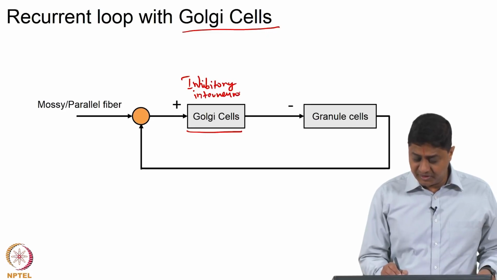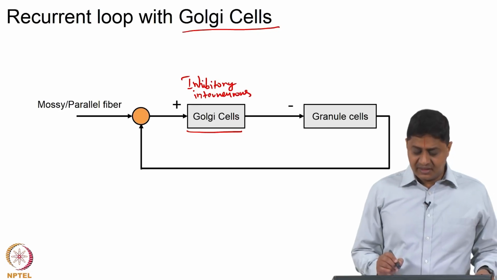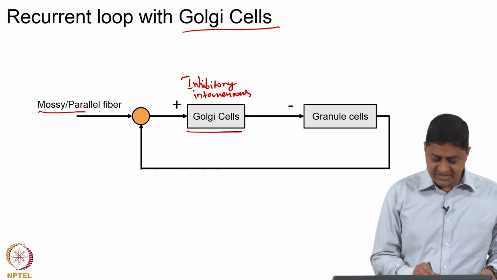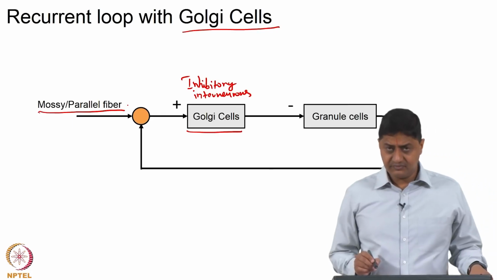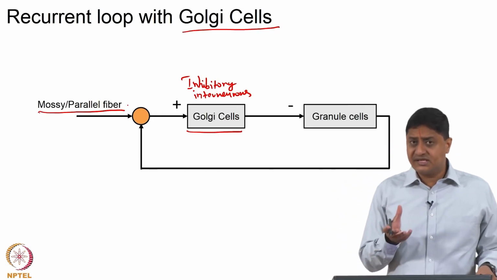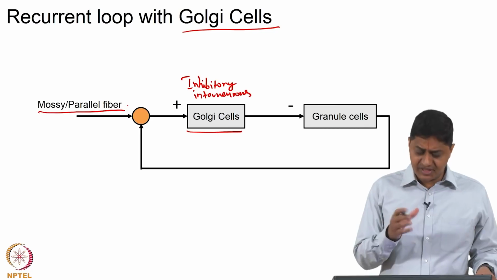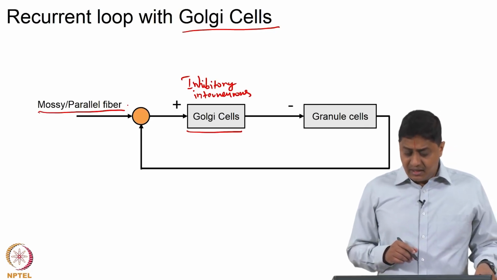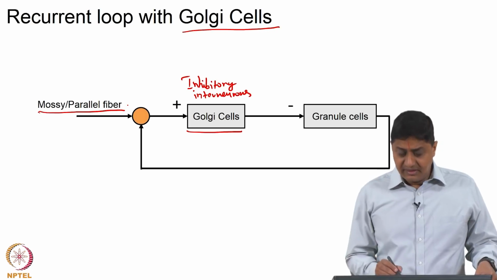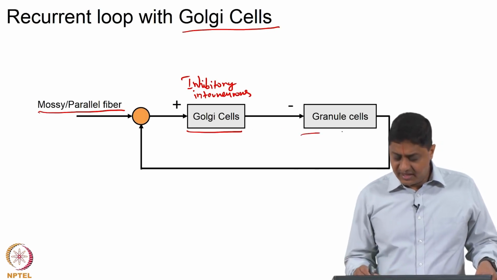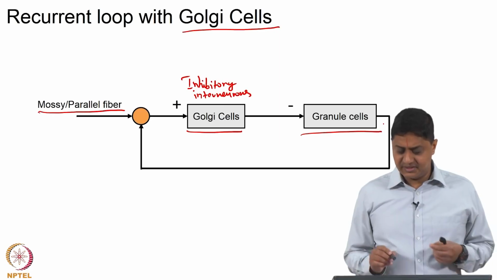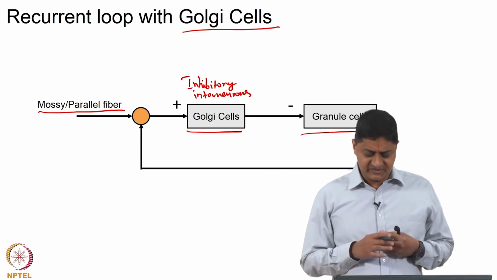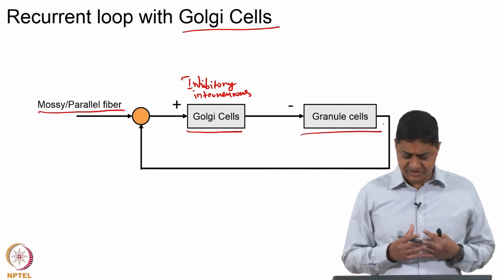So, these are inhibitory interneurons that are excited by the mossy parallel system, right. So, in the glomerulus they are excited by the mossy fiber, and parallel fibers also excite the Golgi cells, and in turn these Golgi cells inhibit the granule cells, right. What would be the purpose of such an arrangement is the question.